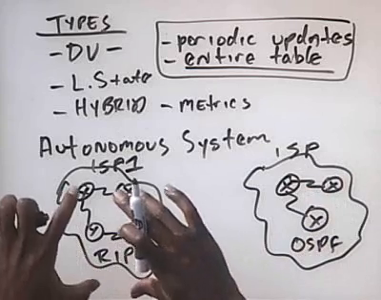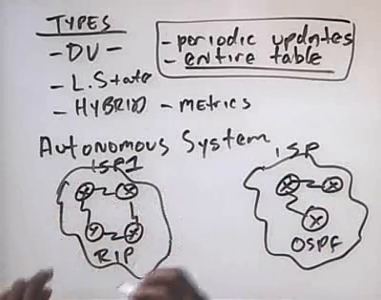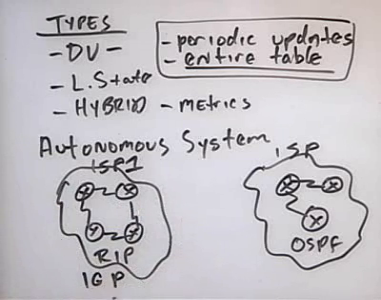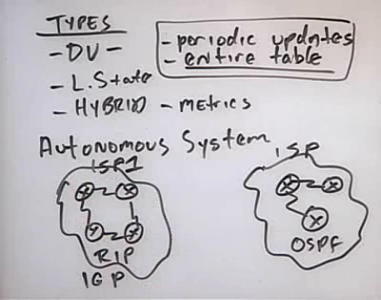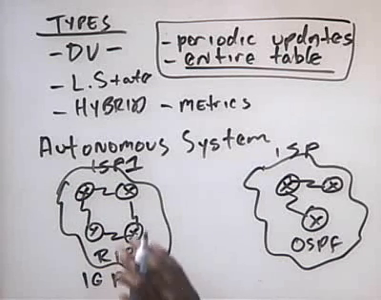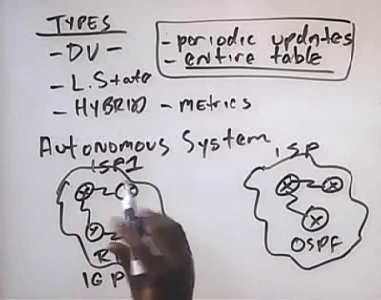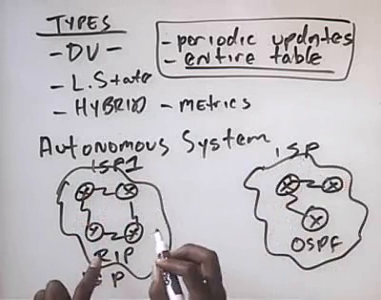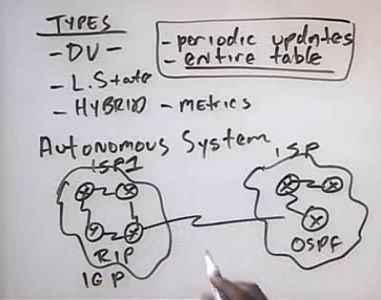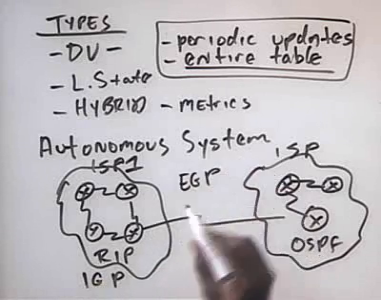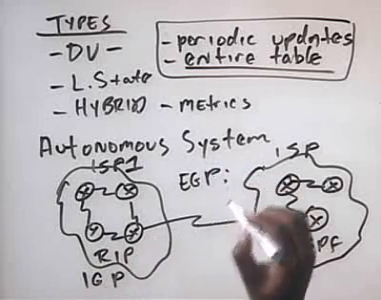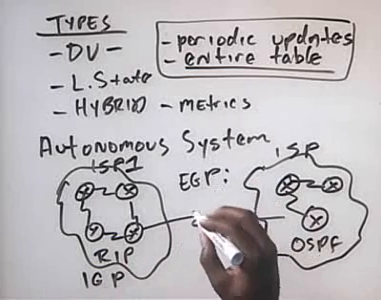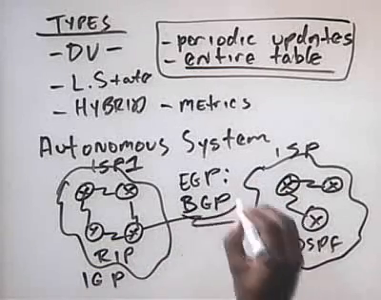These routing protocols that are used inside the autonomous system, these are called IGPs, Interior Gateway Protocols. Examples of interior gateway protocols used inside the autonomous system are RIP, IGRP, EIGRP, and OSPF. When one autonomous system needs to communicate with another autonomous system, we use what's called an EGP, an Exterior Gateway Protocol, to communicate between autonomous systems. An example of an EGP, or an Exterior Gateway Protocol, would be BGP, Border Gateway Protocol.